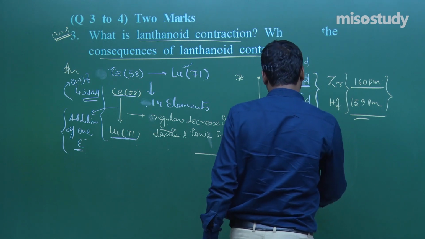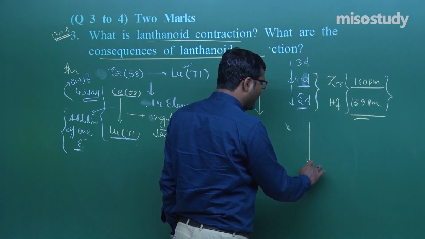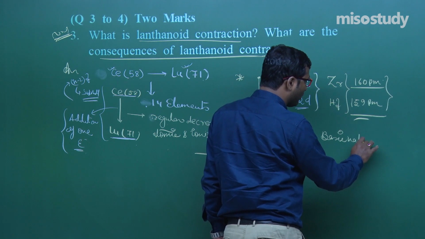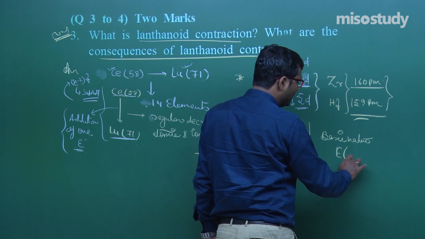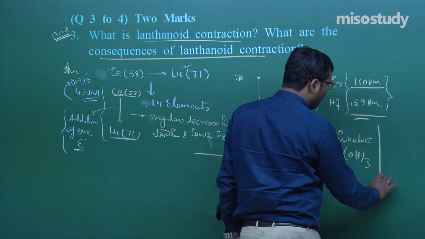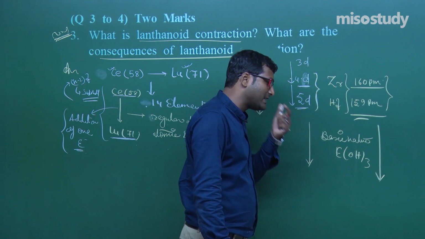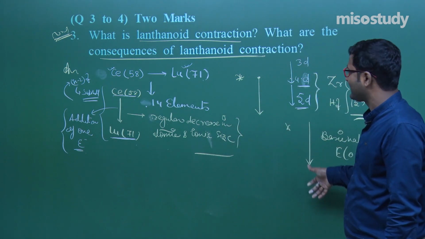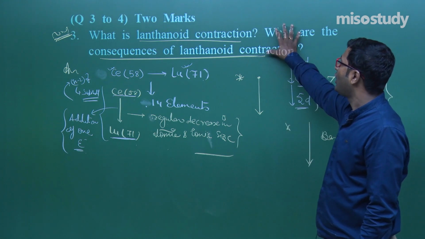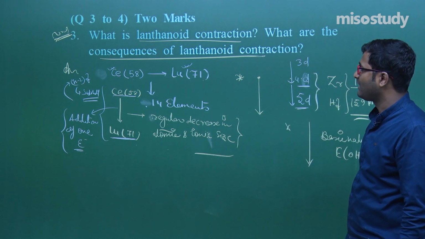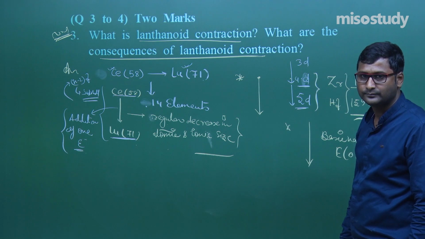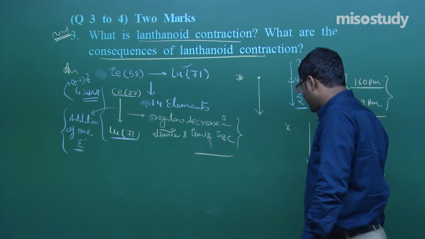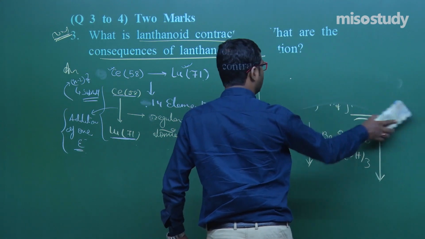Now the third consequence is, as we know, when we move down the group, the basic nature of the hydroxide of the lanthanoid series, which is Ln(OH)3, decreases, because due to the decrement in size, the covalent character increases, and as covalent character increases, the basic character decreases. These are the three consequences of the lanthanoid contraction, my friend. Clear? Check it out. Now I am going to rub this part, my friend, and we'll discuss the next one.